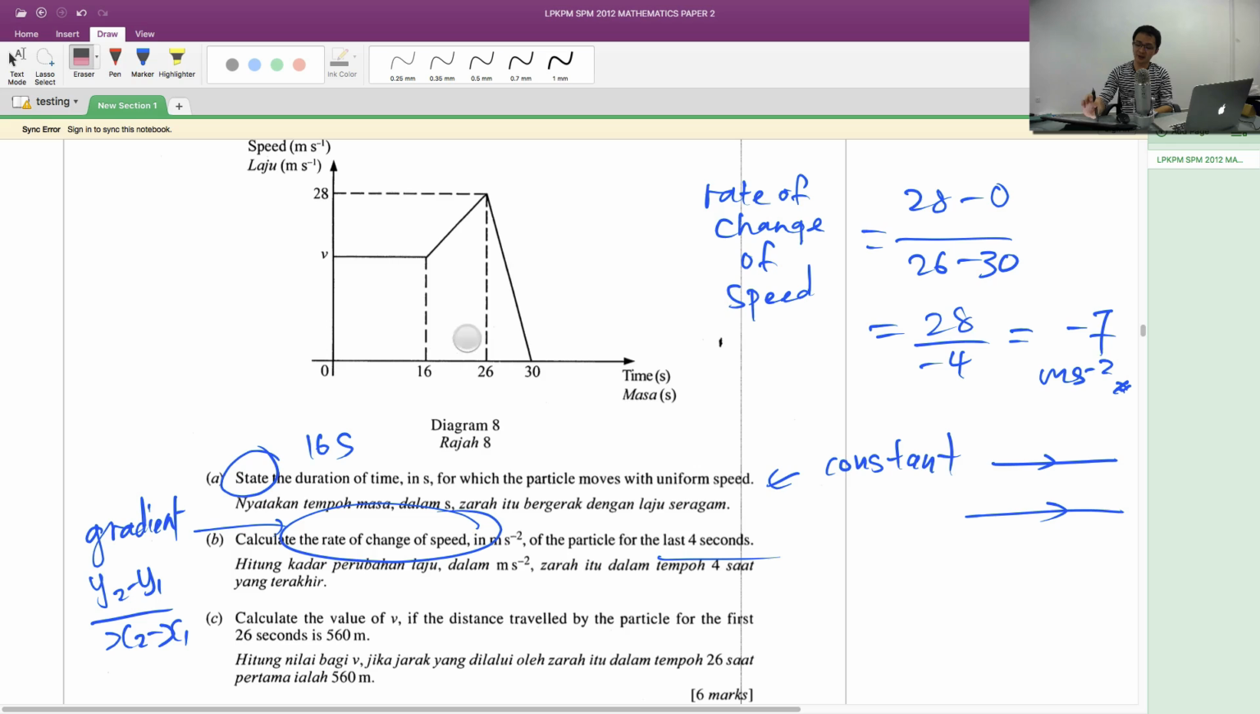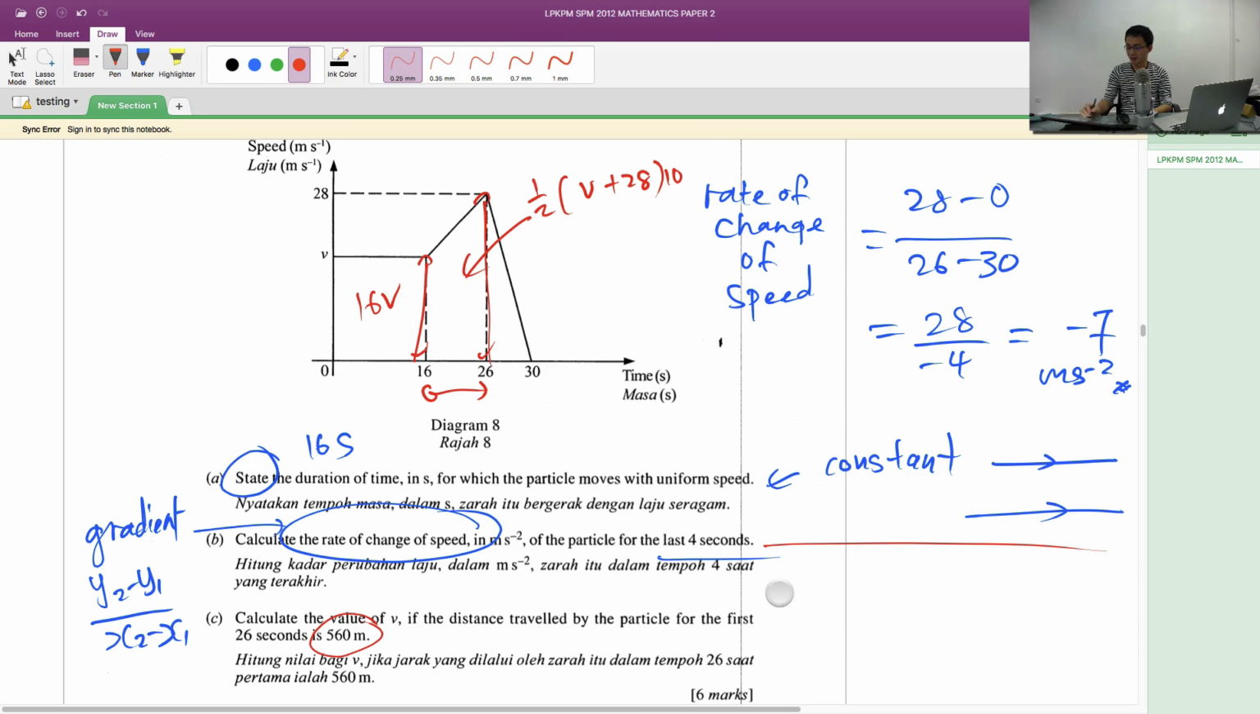Alright, so the rectangle is very easy to find. The rectangle basically is 16 multiplied by v, 16v. And this is a trapezium. Trapezium is not too bad to find also. This is half. A is this length, B is this length, so A plus B. So it will be v plus 28 multiplied by the height, which is 10. Both added together should equal 560.